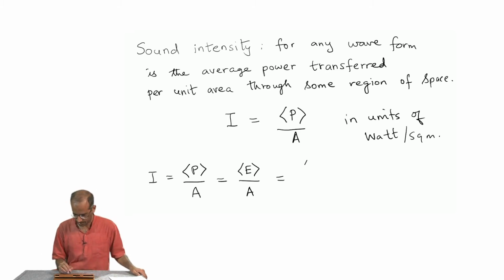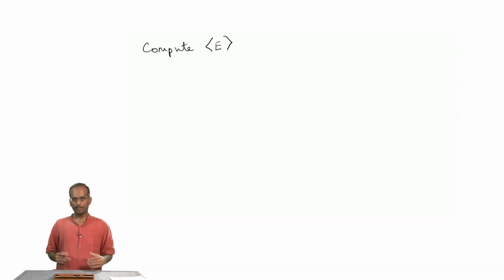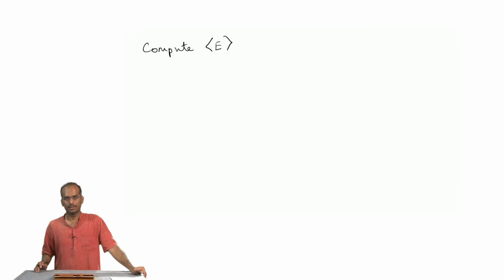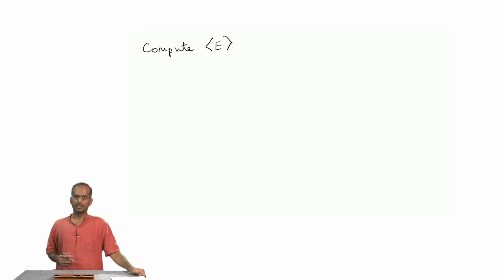So, this I could write as the average kinetic energy per unit area plus the average potential energy per unit area. If you remember an exercise that we did some time back when we looked at how much energy is being transferred.